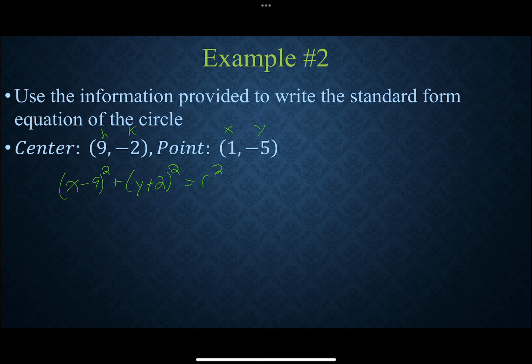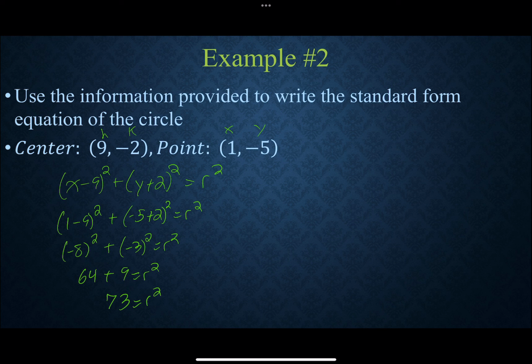So we just fill in 1 for x and negative 5 for y, and we work out what is r squared. So we get negative 8 squared plus negative 3 squared, 64 plus 9, and we get 73 for r squared. Now, to write the equation, we just need to know what the value of r squared is. We don't need the actual radius. So I don't need to square root that. I can just simply rewrite my equation, x minus 9 squared, y plus 2 squared equals 73. And that's all we have to do there when working with center and a point.